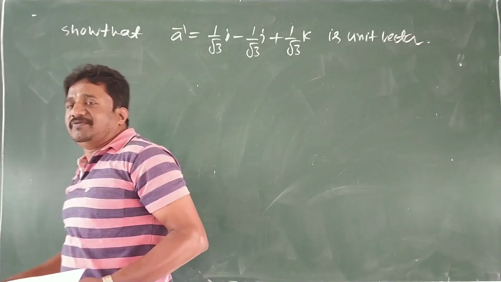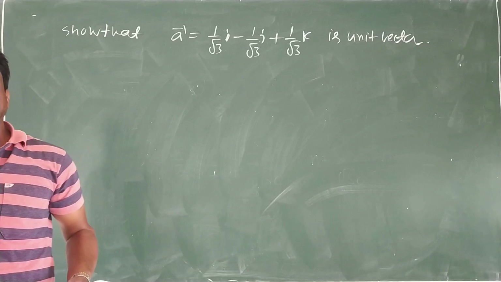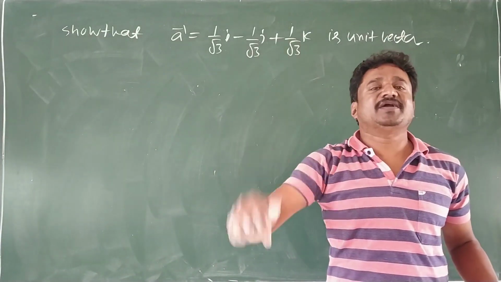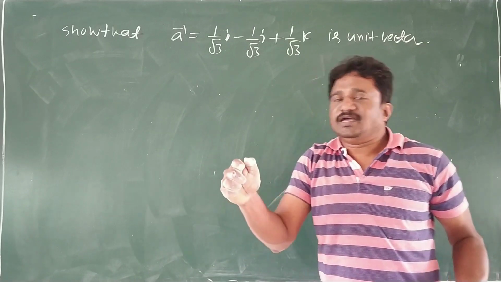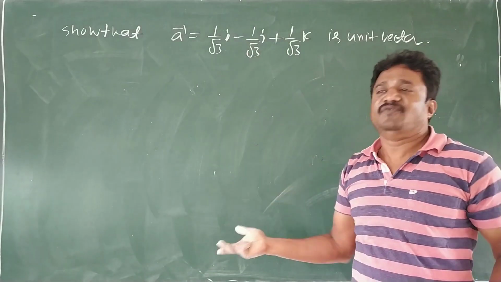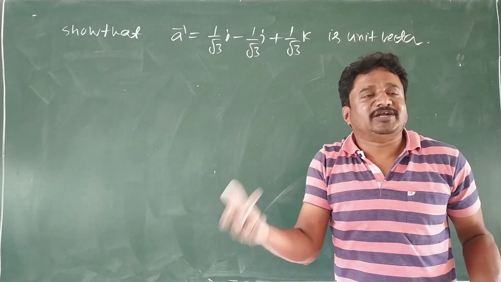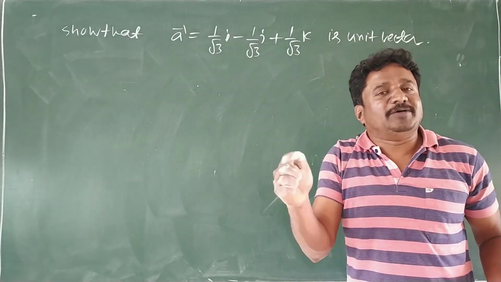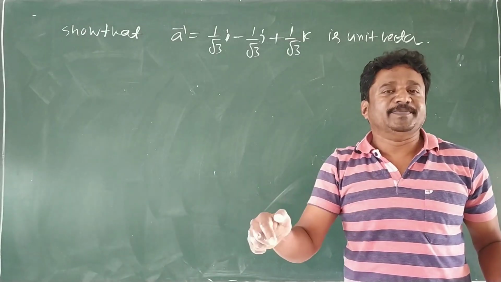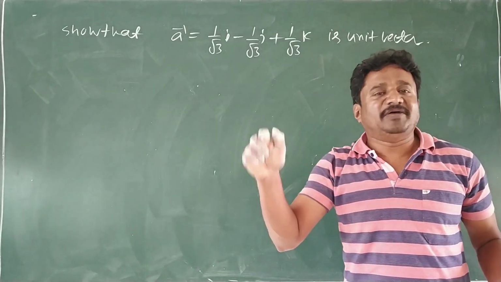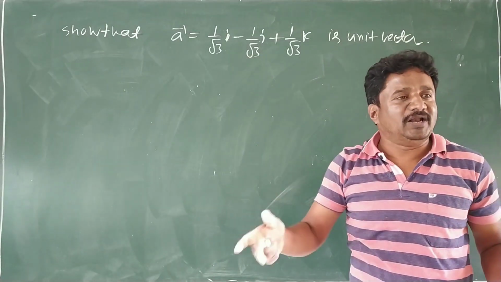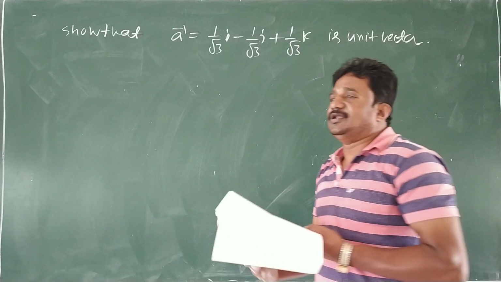When is the given vector said to be a unit vector? When its length is 1. If the length of the vector is 1, then we call that a unit vector. Just calculate its length. If we get that as 1, it is a unit vector. So the length of the vector a.